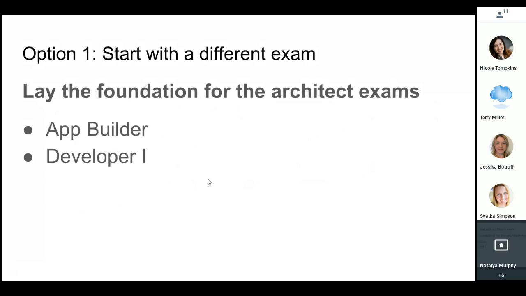The reason being is because Platform Developer 1 focuses on what you can do with code inside Salesforce. But as we all know, Salesforce's big claim to fame is no code, and it's all about clicks, not code. What App Builder does is it gives you that foundation of what can you do without code, gives you a strong understanding of the different automation processes that are available and can be configured just with clicks. And then having that understanding in place, you take Developer 1, you learn some of the coding concepts. It's still not really heavy on code, but you at least learn the basic constructs. And then you will be on much more solid ground to take on the architecture exams.